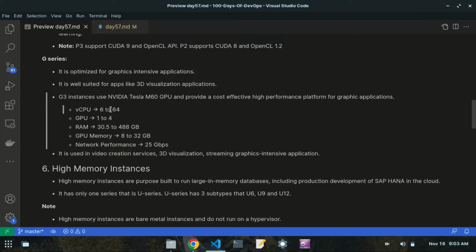So virtual CPU is 6 to 64, GPU is 1 to 4, RAM is 30.5 to 488 GB, and GPU memory is starting from 8 to 32 GB. Network performance is 25 Gbps. And it is used in video creation services, 3D visualizations, streaming, graphics intensive application. Alright, so the G series is specific for the graphic applications that you want to work on, that you want to create.